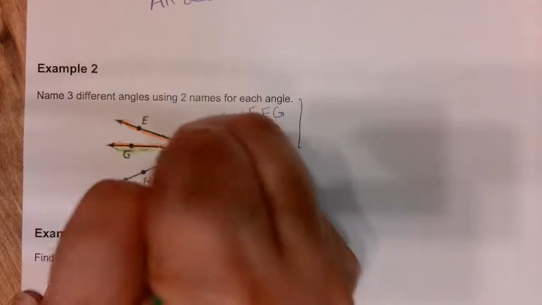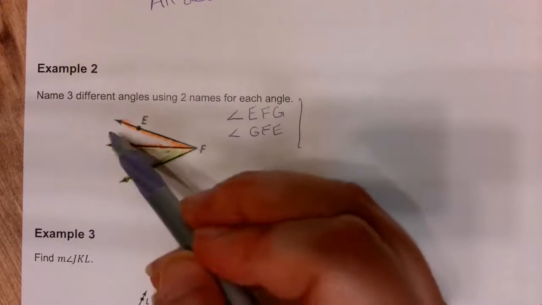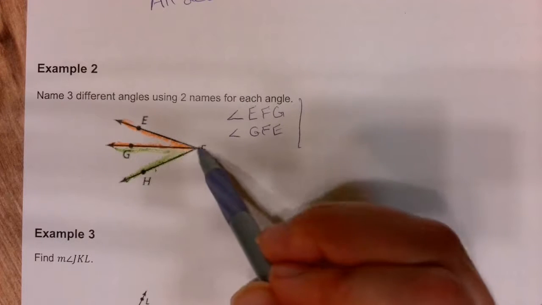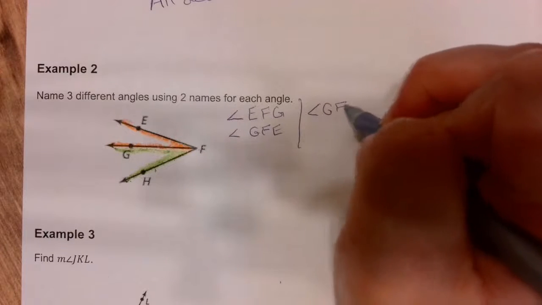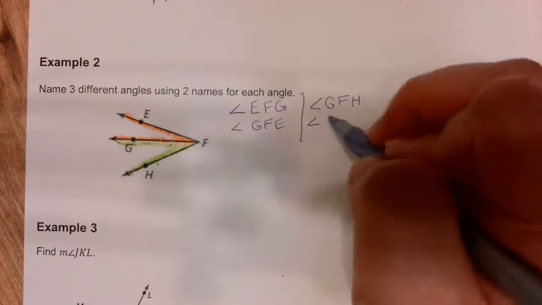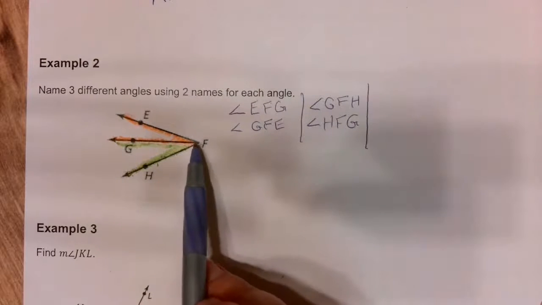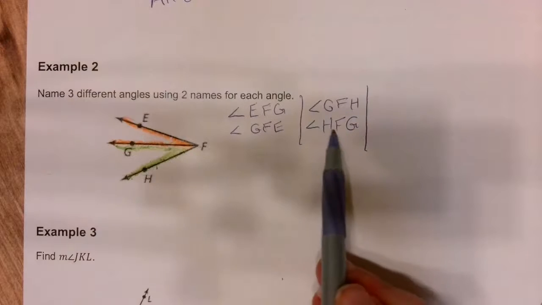Alright, next angle, let's do the bottom one. The green angle. Alright, what's the first letter you would touch if you drew it? You would hit G, and then F, and then H. Angle G, F, H. What about the other direction? You would come to H, then F, then G. Notice the vertex, angle F, the pointy part of your angle is always in the middle.